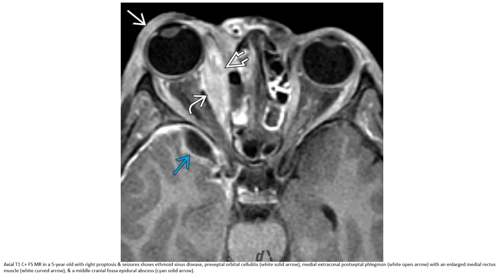T1 contrast-enhanced MRI in a 5-year-old with right proptosis and seizures shows ethmoid sinus disease, pre-septal and post-septal orbital cellulitis, medial extraconal phlegmon with an enlarged medial rectus muscle, and a middle cranial fossa epidural abscess.